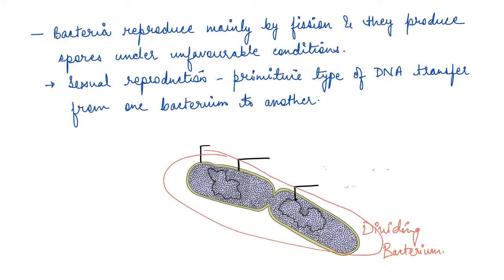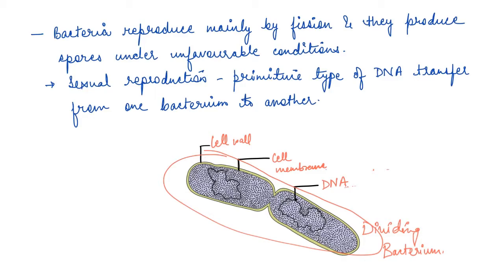And what are the basic parts of the bacteria? One is the cell wall. So the outer covering is the cell wall. Inside it is the cell membrane. Yes, you got it correct. And inside that we have the DNA, which they transfer from one bacteria to another.